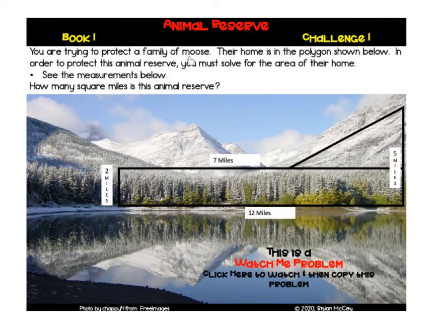You are trying to protect a family of moose. That is very nice of you. Their home is in this polygon shown below, this polygon area right here. It is beautiful, my friends. You see the nice reflection of the mountain in the lake there? Yeah, pretty. All right. In order to protect this animal reserve, you must solve for the area of their home. And what a beautiful home that is right in that area there.